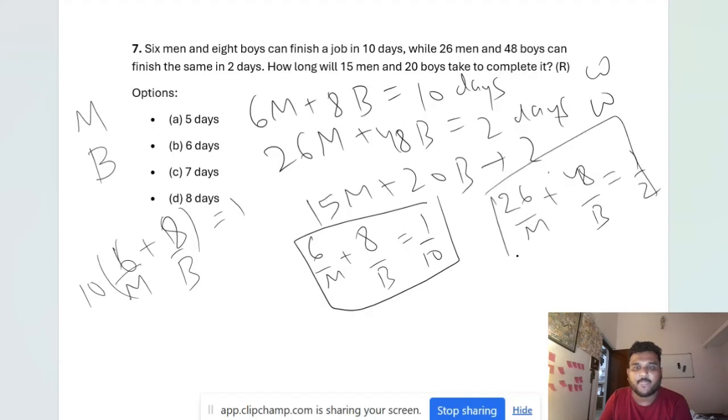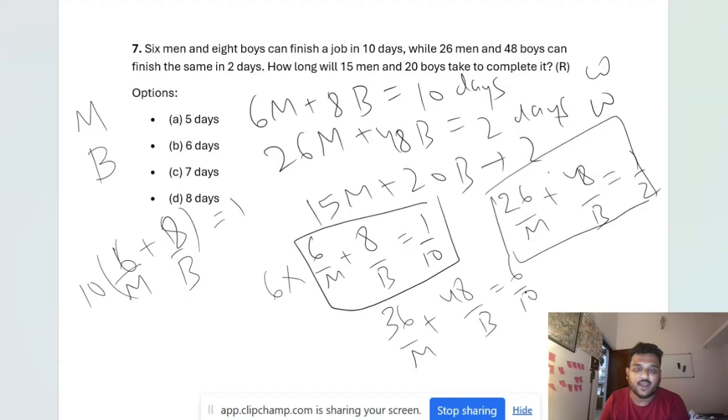Now, what is it saying? We need to find m and b, and then we need to find the answer. So, how do you calculate? This is also looking complex. Eliminate one of them. Let's say I want to eliminate b. This is 8 and this is 48. So, can I say that if I multiply the whole equation by 6, one of them will be eliminated? 36 by m plus 48 by b is 6 by 10. Now, if you subtract the two equations, 36 minus 26 is 10, so 10 upon m. 48 by b gets cancelled. This is what? 3 by 5, right?